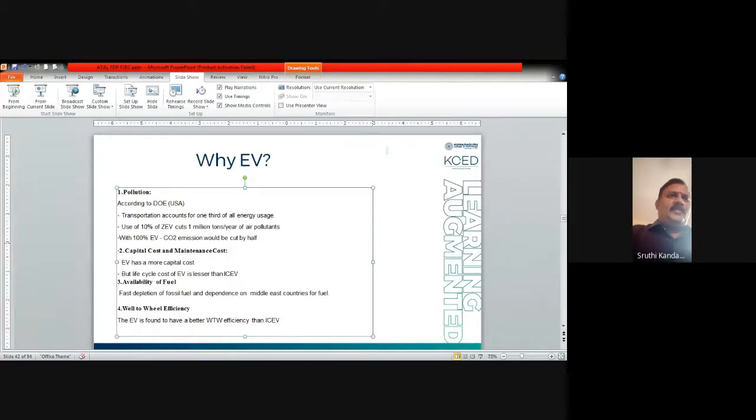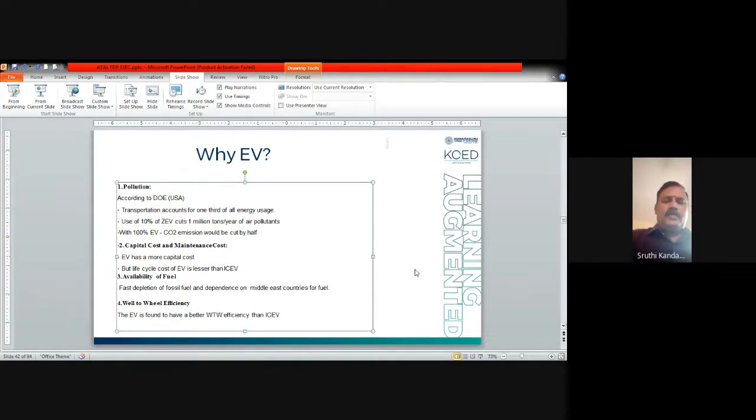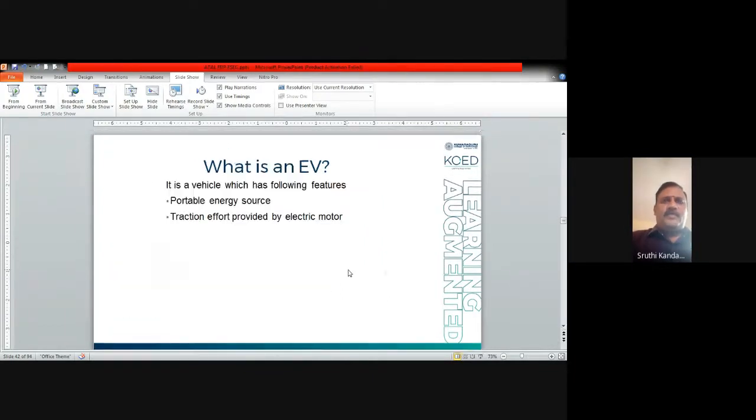EV. That is because of the faster depletion of fossil fuel and dependence on Middle East countries. This is a very big problem and threat for the government of India. We are purchasing diesel or petrol from the Middle East countries, and almost 40 percent of our economy is lost due to the consumption of petrol and diesel.